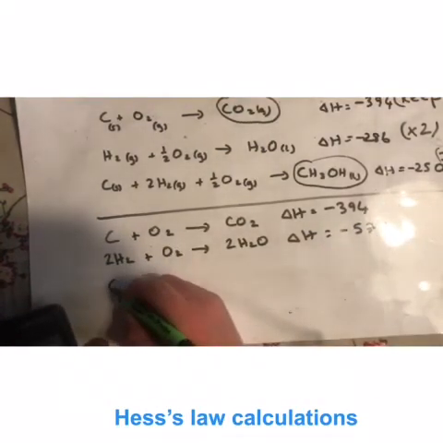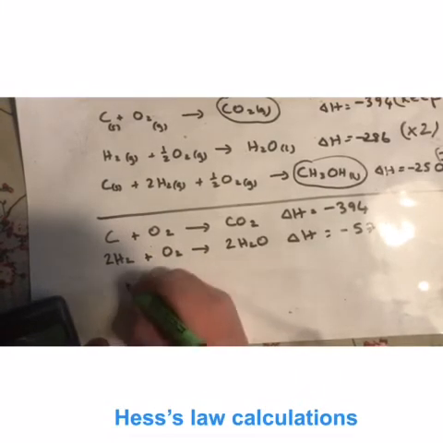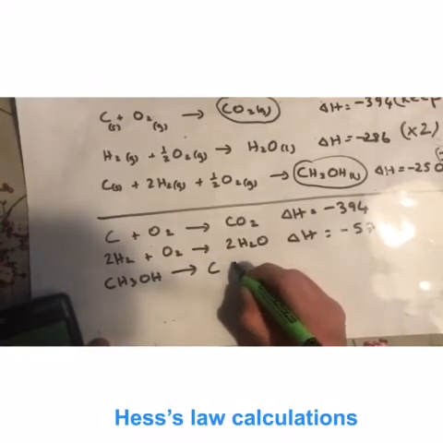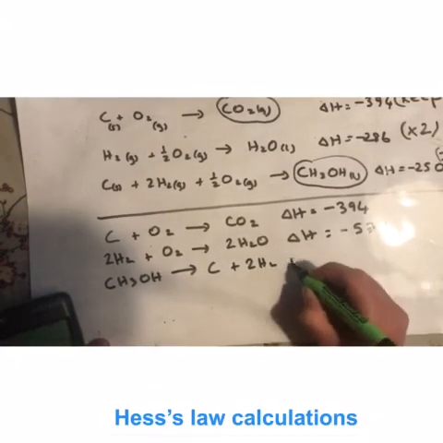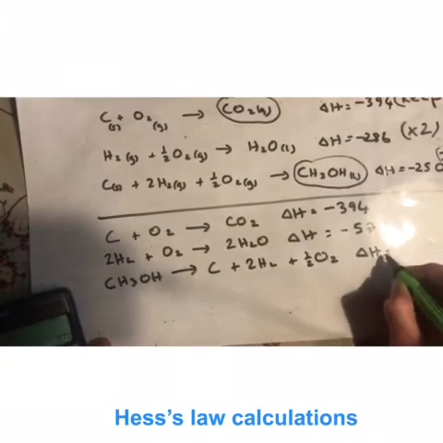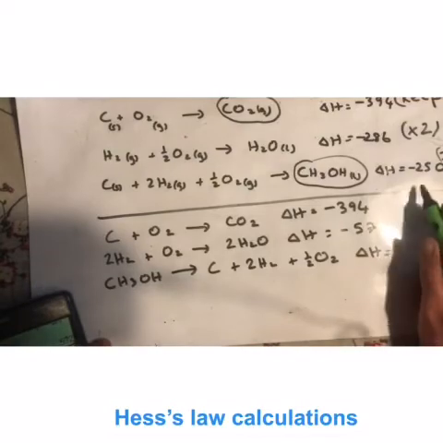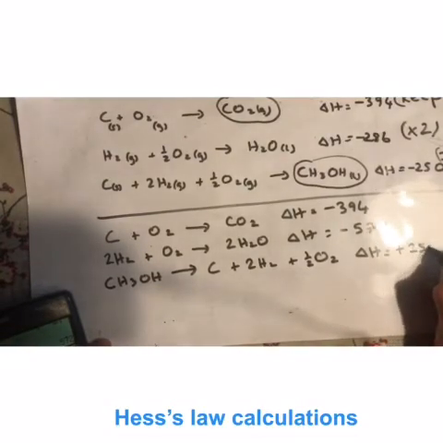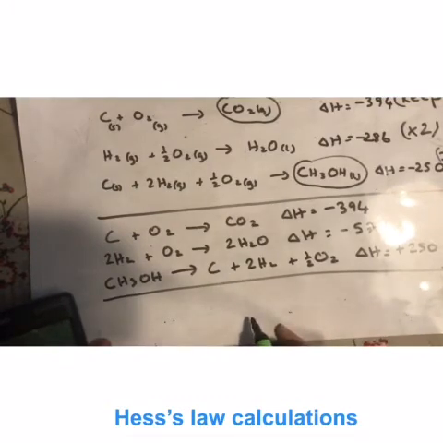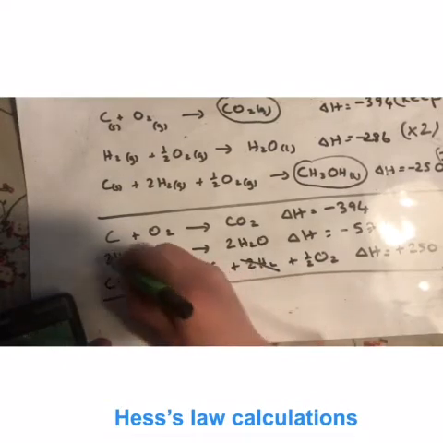And then for the last one, we're going to invert it. So it's CH3OH arrow goes to C plus 2 H2s plus a half O2. And obviously we have to change the sign. So it was negative, now it's going to be positive 250. Let's see if that adds up to what we want it to be. So we can cross off anything that's on both sides. So we can cross off, what can we cross off? 2 H2s we can get rid of.